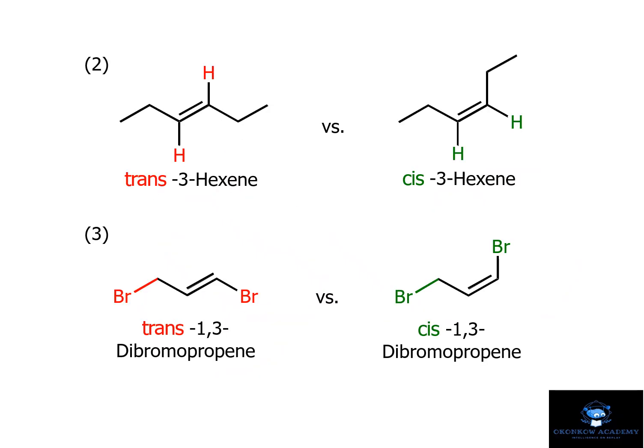Here are additional examples: cis and trans 3-hexene and cis and trans 1,3-dibromopropene. Notice that the cis-trans naming system works well when there are only two different groups on each carbon of the double bond. When there are more complex substituents, we will use the E-Z system instead, which we will cover later in the course.